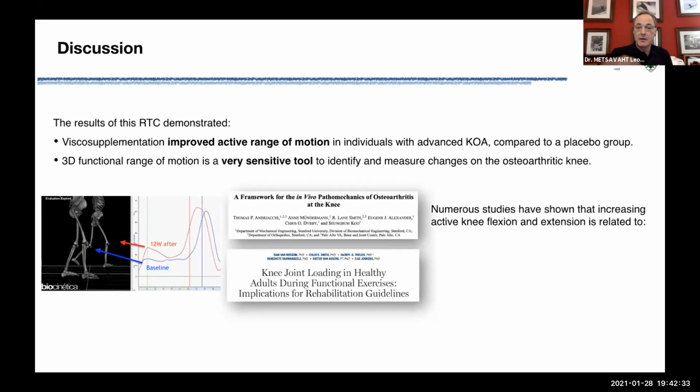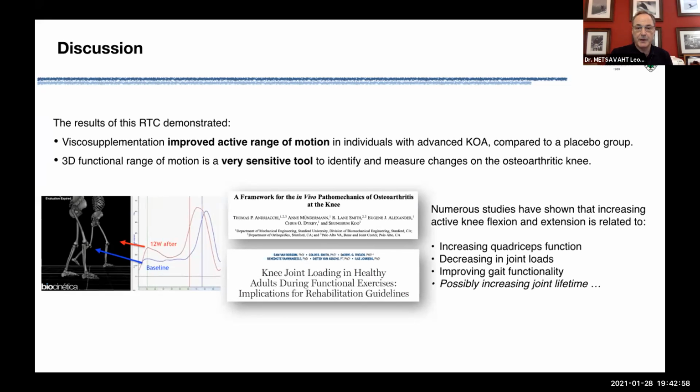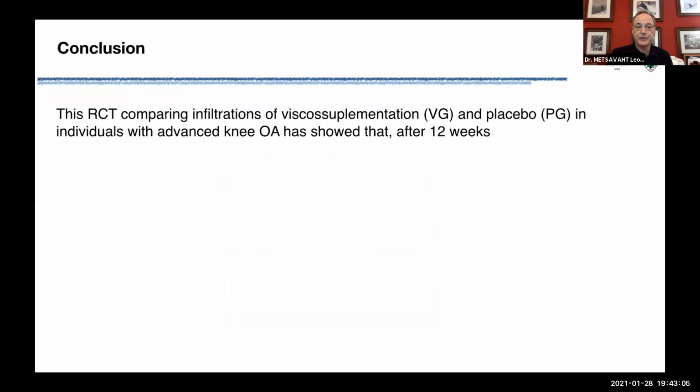And there are numerous, hundreds of papers showing that increasing active knee range of motion, extension and flexion, is related to increasing quadriceps function, decreasing joint loads, improving gait functionality, and possibly increasing joint lifetime. So that's the point.